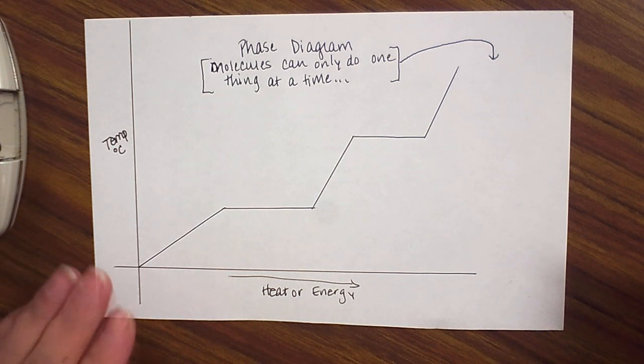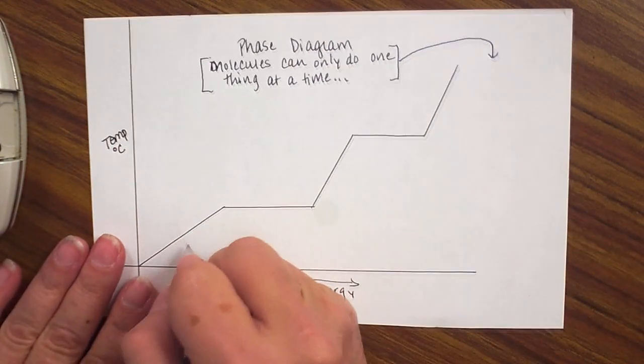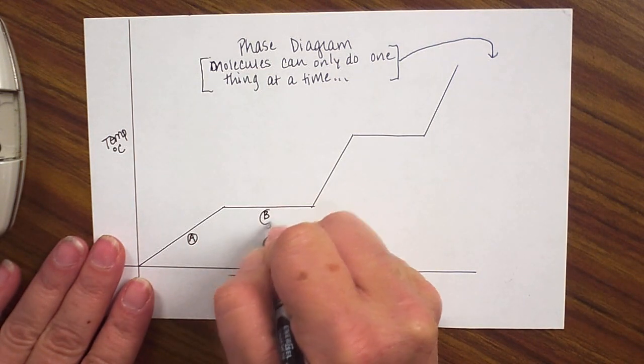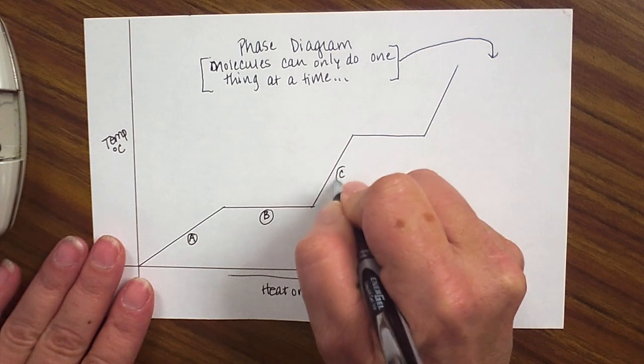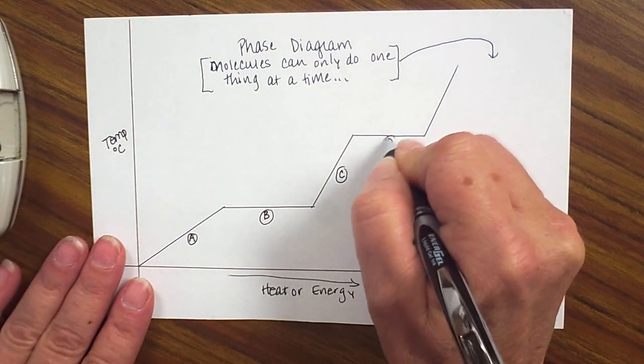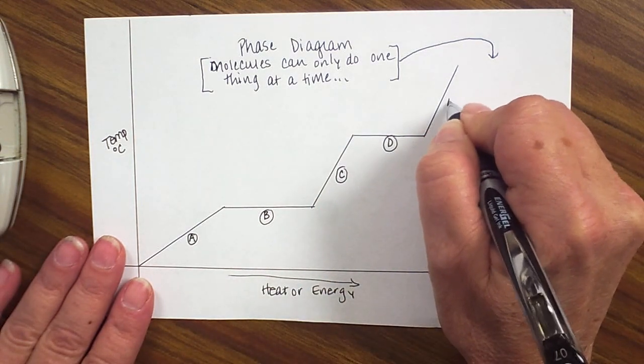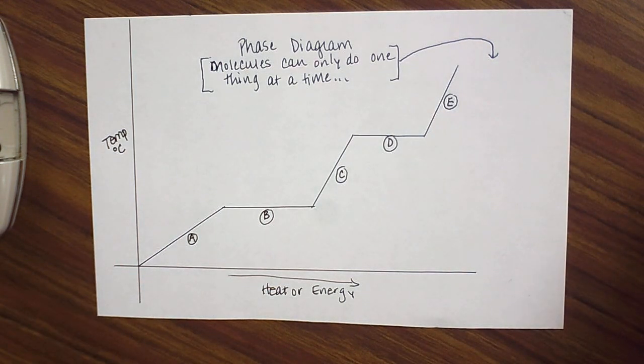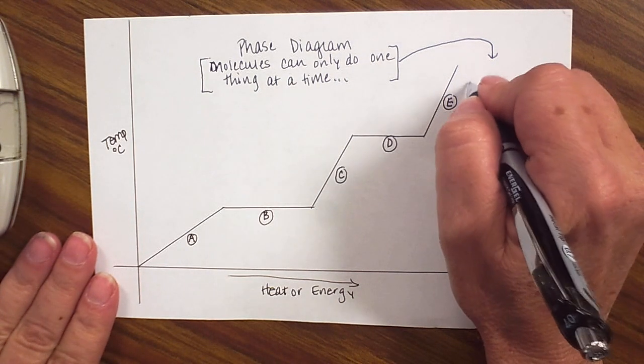Next, we're going to label this graph so that we can talk about everything. We're going to label A here, and B here, and C here, D here, and E here. Next. All right. So let's start by talking about A.